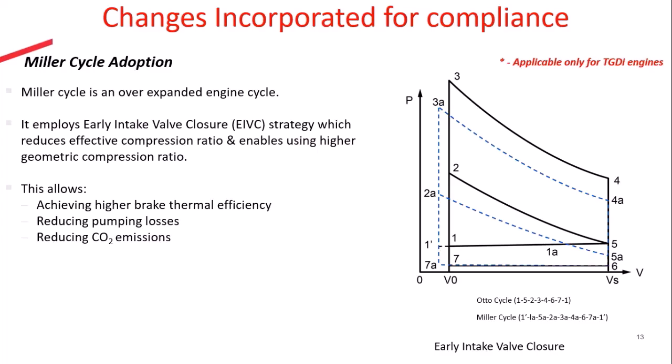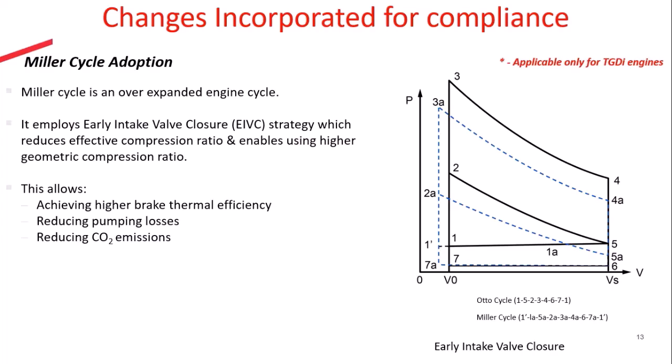What exactly do we mean by Miller cycle? If that question pops up, the first line makes it very clear: the Miller cycle is an over-expanded engine cycle. We have the PV diagram over here, where both the Otto cycle and the Miller cycle are denoted. The Otto cycle, the traditional cycle, is denoted by the solid lines, and the Miller cycle by the dotted blue lines.